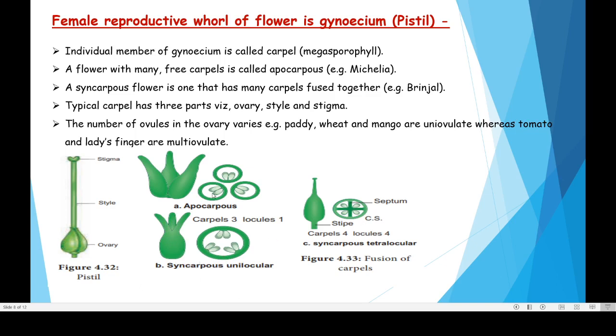And here you will find this ovary contains ovules. Here you can see ovules are present. When it is free, each pistil will have separate ovules, but when it is fused, in a single locule only, you will find presence of ovules.